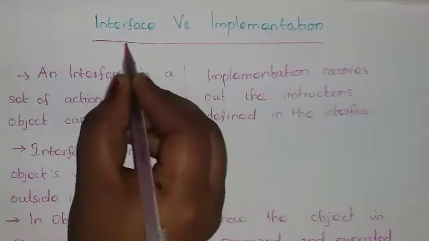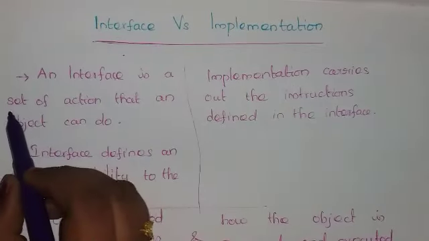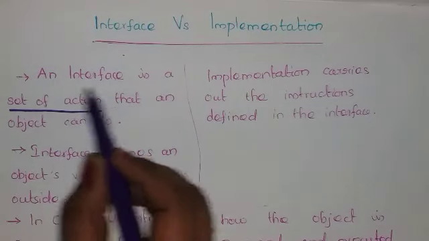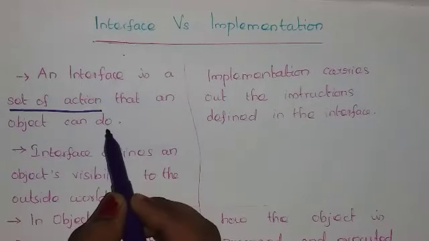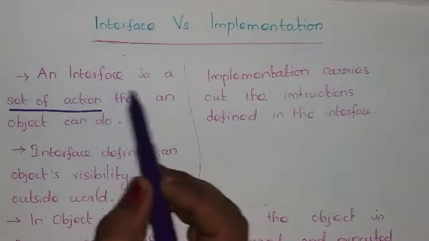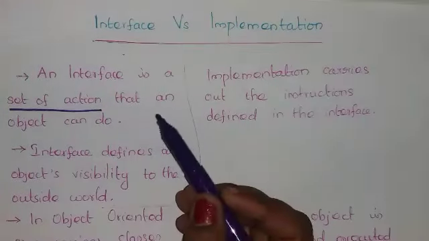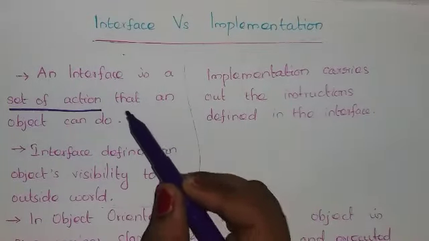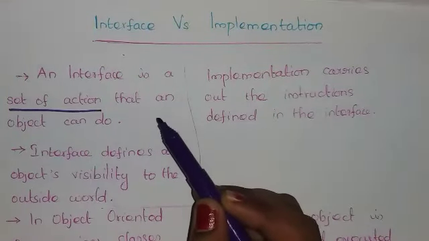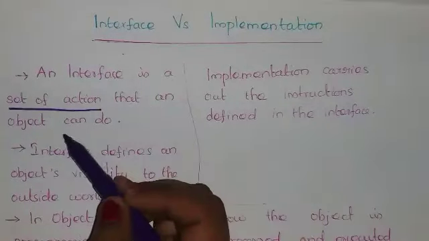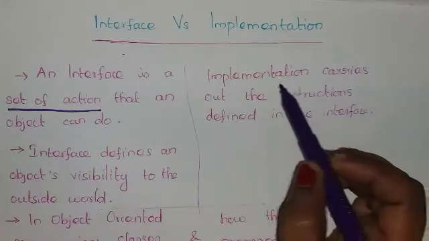What is an interface? An interface is a set of actions that an object can do. So the interface just defines what an object can do, but it does not actually do it. So this is interface. Next, what is implementation?